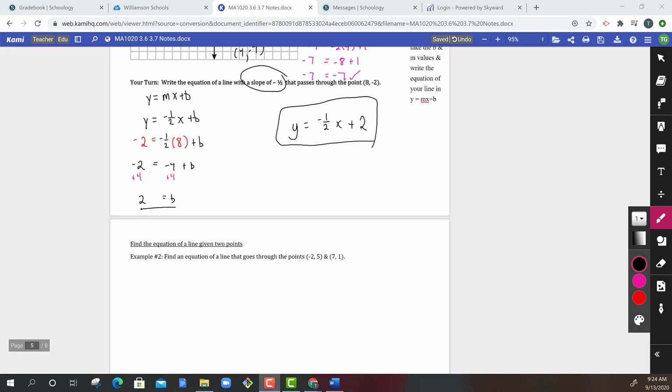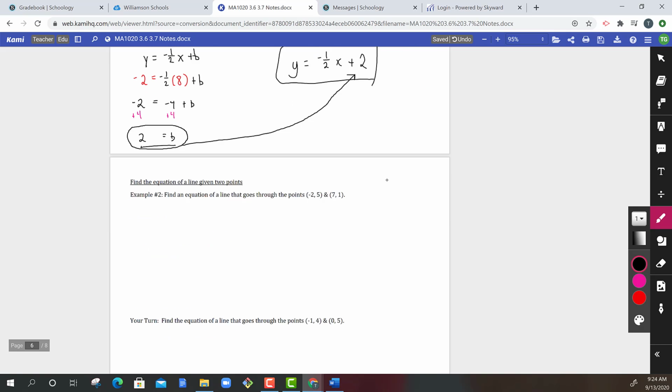So there's our answer. The slope was already given to us, so that part was pretty simple. And you can see the algebra that was created to find the y-intercept in this problem of +2.